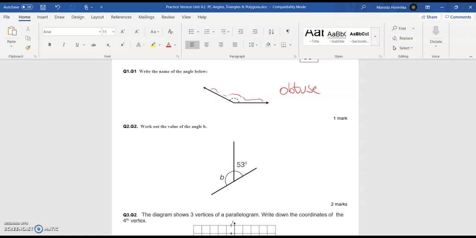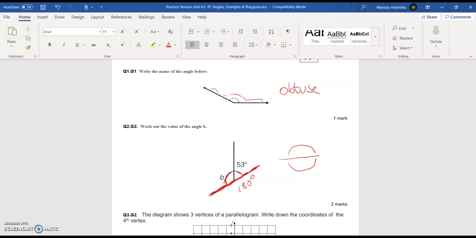The next question is asking to work out the value of angle B. So we have this angle that we need to work out. We already know that this is 53. Now, both of them are angles on a straight line, and we know that a straight line is 180 degrees. So it's half of a full circle. So 360 divided by 2 gives us 180.